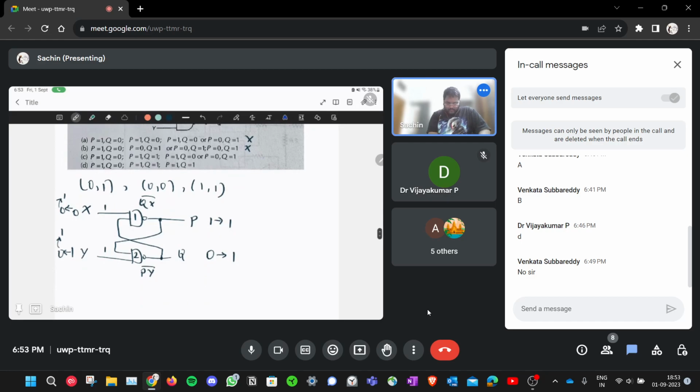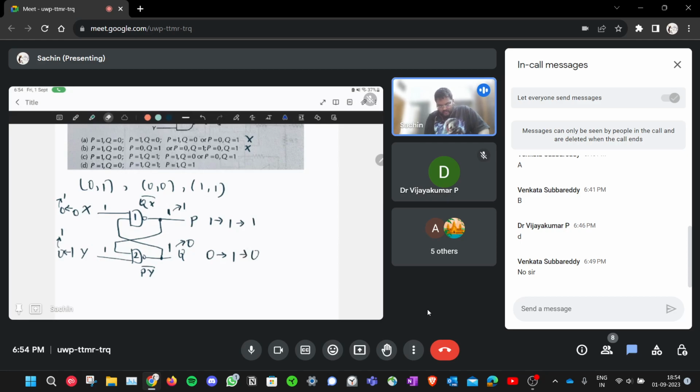Both inputs are 1, both outputs are 1 now. So let's say gate number 2 reacts faster. What will happen is both inputs to gate number 2 are 1, so the output goes to 0. This goes to 0, and then the inputs to gate number 1 are 1 and 0. So the output should be 1. It's already at 1, it will stay at 1. So we'll get 1, 0.